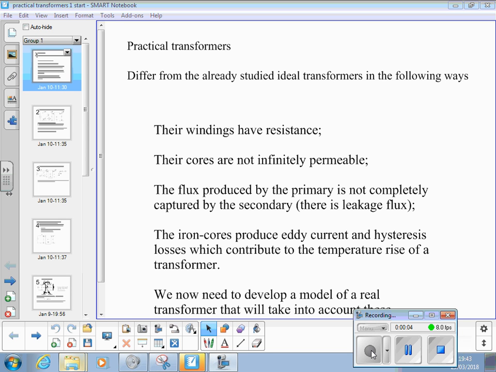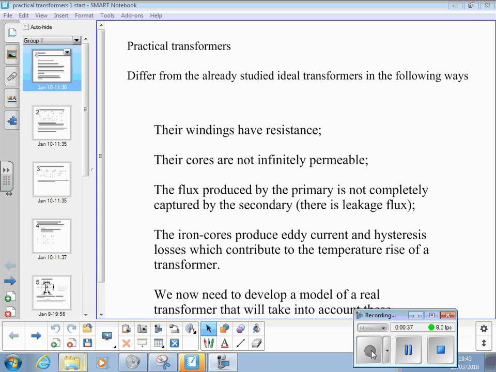Real transformers, or practical transformers. They differ from the already studied ideal transformer in four ways. Essentially, the assumptions we made about the real transformer aren't true. Real transformers, their windings have got resistance. In the ideal transformer, we assume they haven't got any. Their cores are not infinitely permeable, so they won't take an unlimited amount of magnetic field.